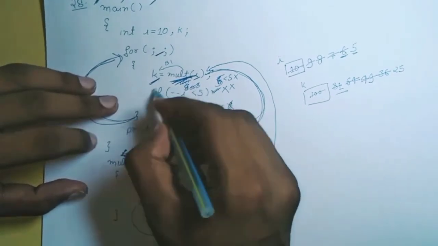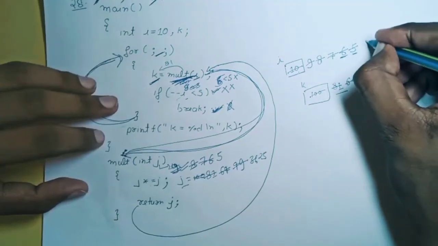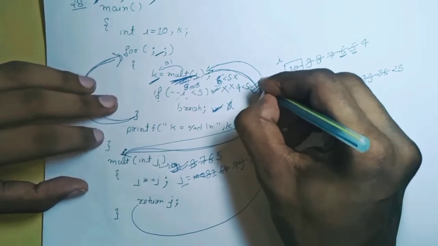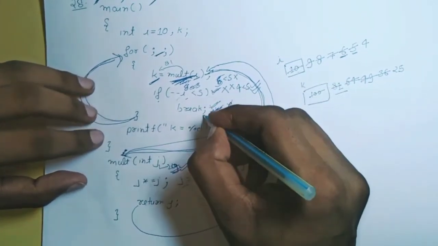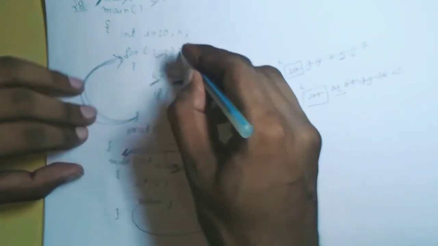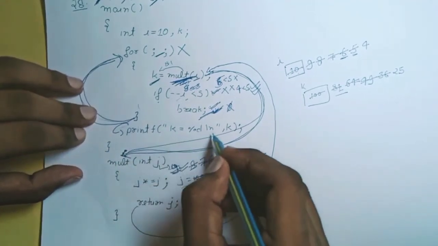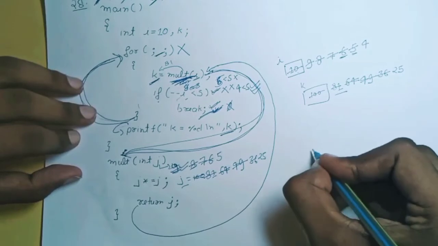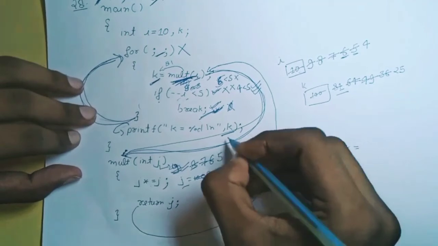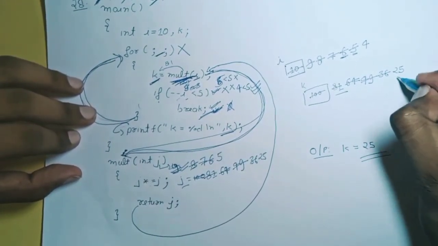The control comes here. Now the value of I is 4. Is 4 less than 5? Obviously 4 is less than 5, so this condition is true. This statement is executed, which means the break statement is encountered and this loop will terminate. As the loop terminates, the control comes outside the loop, where we have a printf statement in which we print the value of k, so we get the output k equal to 25, because the last value stored in the variable k is 25.